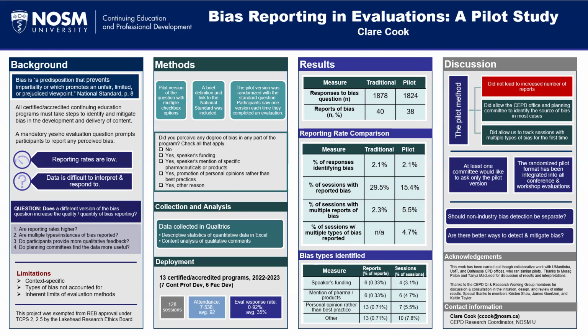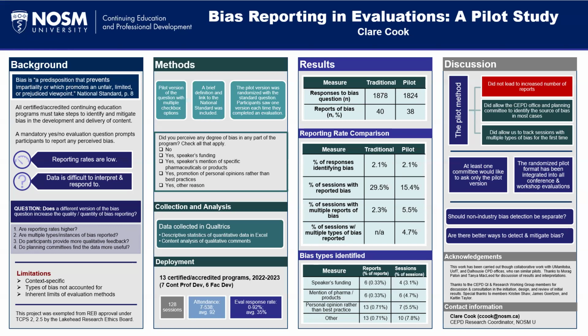However, the new format of the question allowed us to identify more sessions with multiple reports of bias, meaning that if bias was identified at all, it was twice as likely to be identified by more than one participant. In addition, for the first time, it allowed us to track reports of multiple types of bias. And using this metric, when bias was identified at all, more than one type of bias was identified almost 5% of the time. In terms of the type of bias identified, the most common type of bias was use of personal opinion rather than best practices, and we also saw many responses in the other category.